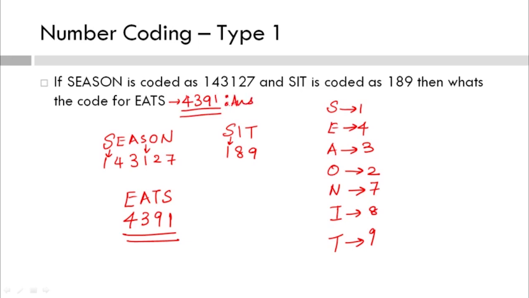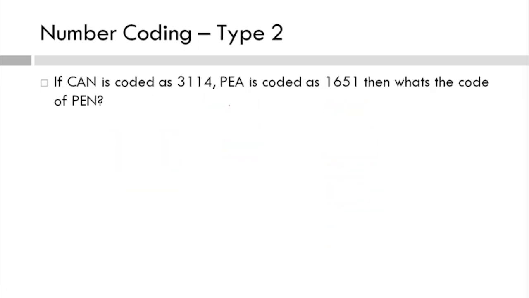This is an example of number coding, a very, very basic type of number coding. Let's look at another question. If CAN is coded as 3114, PEA is coded as 1651, then what's the code of PEN? This is a more complex type of coding.